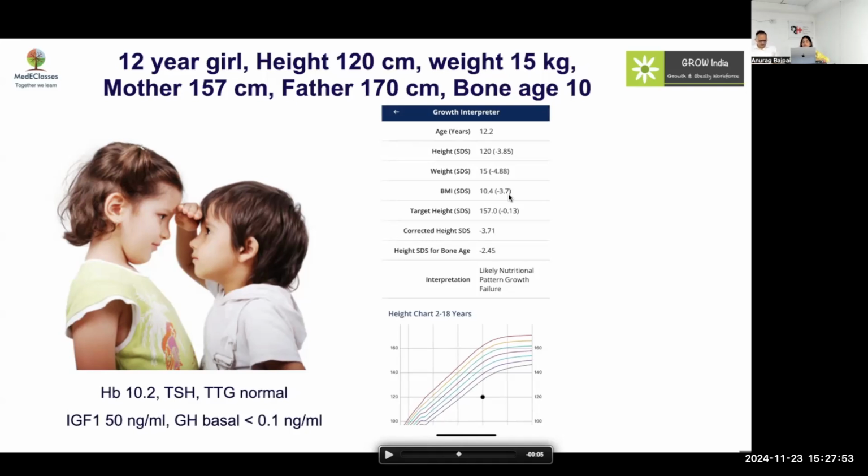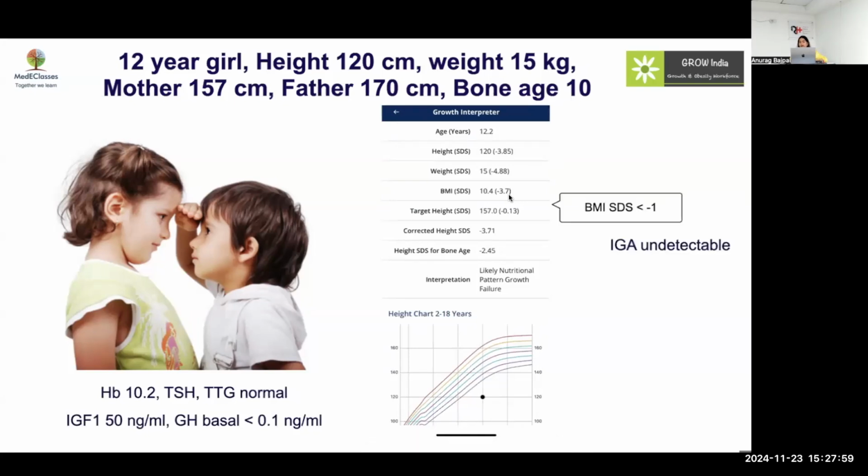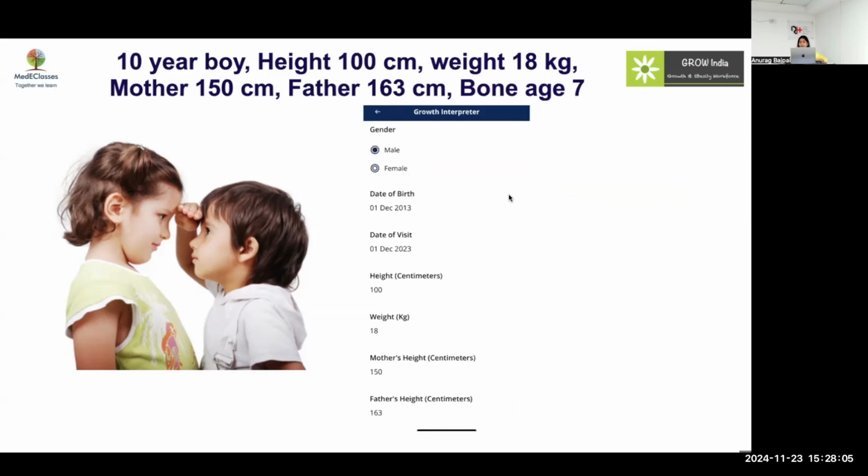As the BMI SDS is minus 3.7, and the IGF-1 level was undetectable, definitely it is a nutritional pattern of growth failure.